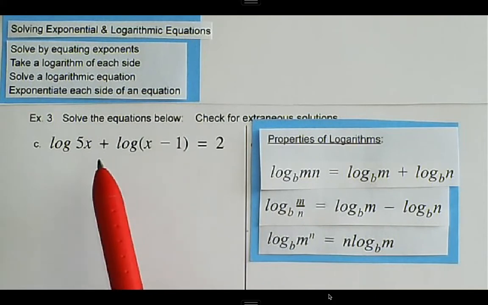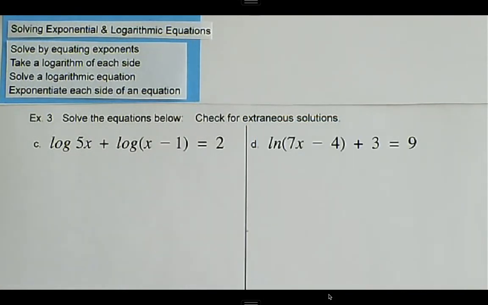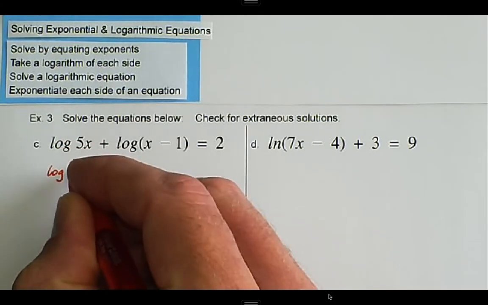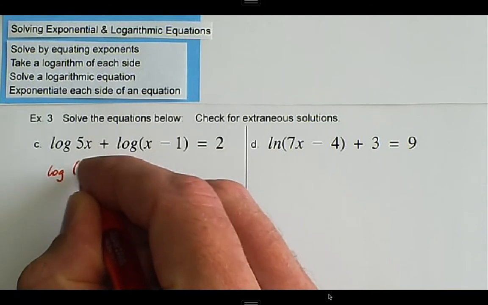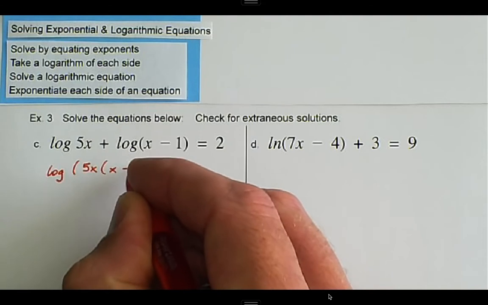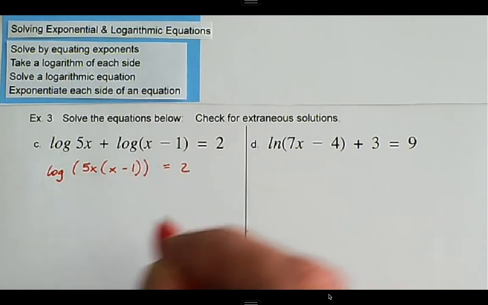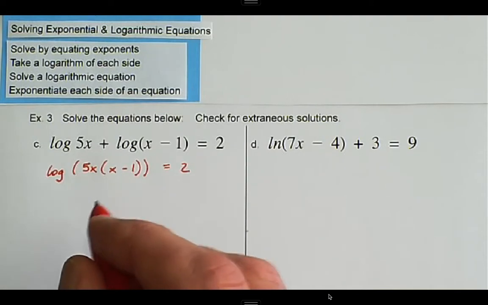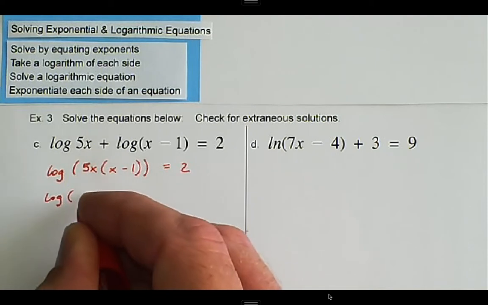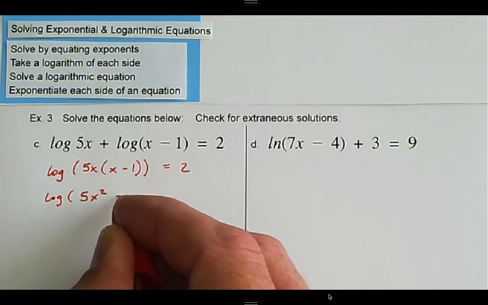For this one, we have log base 10 on both sides joined with addition, so we can rewrite that as multiplication. So we can say log base 10 of 5x, multiplied by x minus 1, and that is equal to 2. Then we can distribute the 5x into the binomial, and we get log of 5x squared minus 5x.